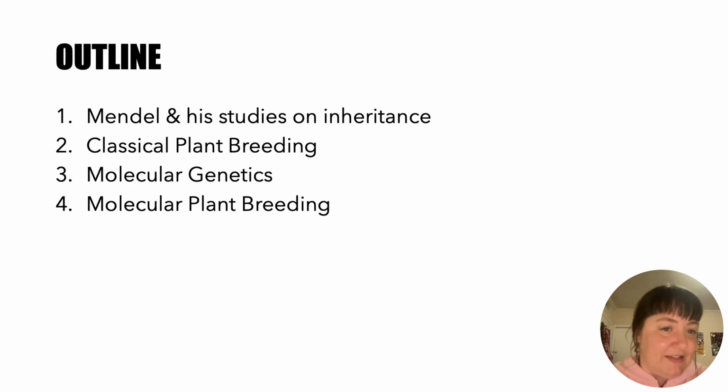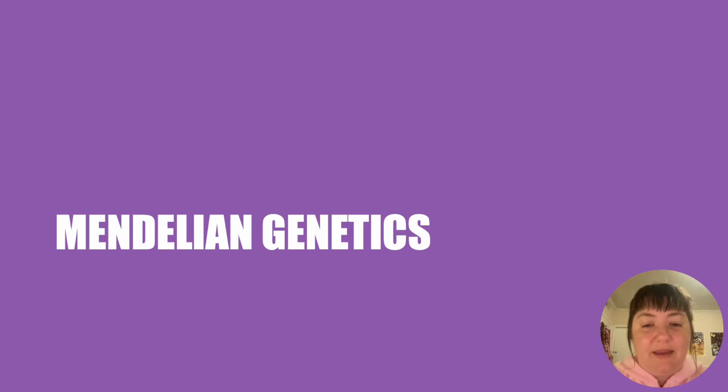So, the outline of today's lecture: first, I'll be going over Gregor Mendel and his studies on inheritance in peas, and then I will discuss some classical plant breeding techniques, and then I will go into molecular genetics and DNA. And then I will touch briefly on molecular plant breeding. And this first section will be on Mendel and Mendelian genetics.